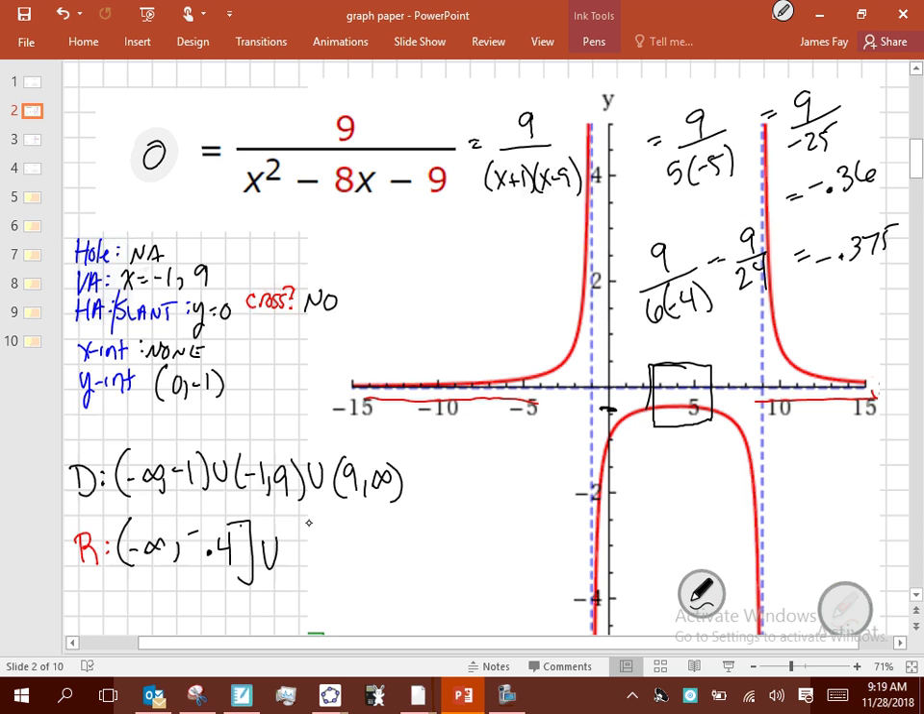So my horizontal asymptote is 0, and I'll go to infinity. I do not include 0 because it's an asymptote, right? I never get to it. Get really close to it, though. So that's what they're looking for on number 19.